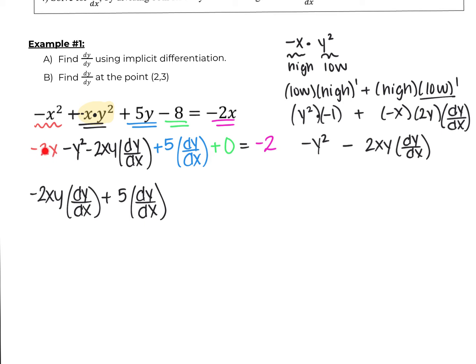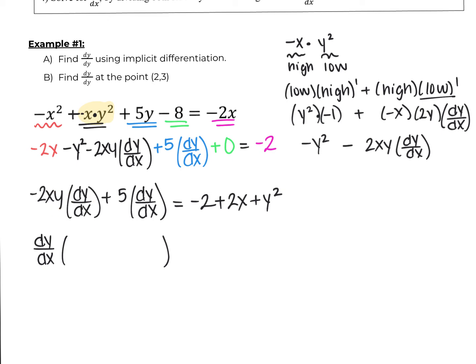So if I want to take this negative 2x and bring it to the other side, I need to add it. So there's already a negative 2 here from this one. So I need to add to it 2x. And if I want to bring over this negative y squared to the other side, I have to add it. So plus y squared. And now I'm at the same step that I was yesterday. I have 2 dy over dx's. So I'm going to take out a GCF of dy over dx.